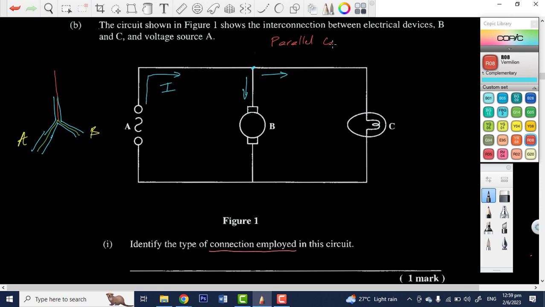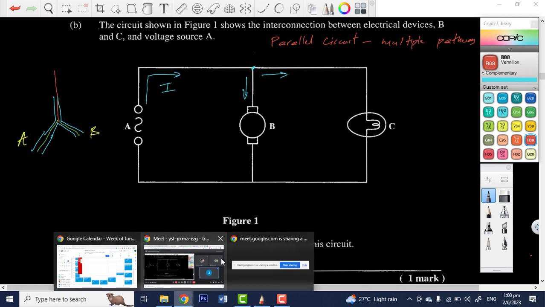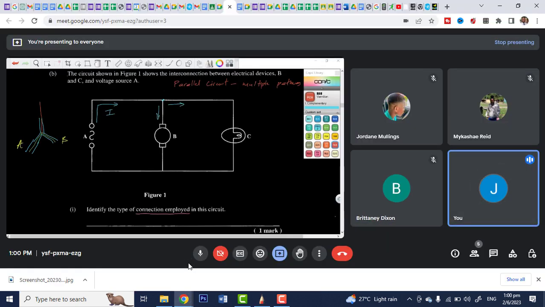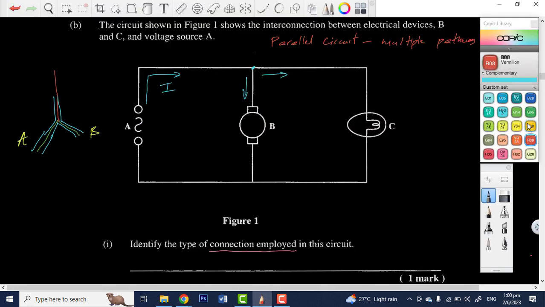When the current is flowing, once it reaches right here, because it has two pathways, some current flows here and some flows there. Once we have a circuit in which the current has multiple pathways, then we're talking about a parallel circuit. So a parallel circuit has multiple pathways for current. When the current reaches here, it can flow along this path and go through B, or it can continue here and go through C. So we have two pathways, which means we have a parallel circuit.